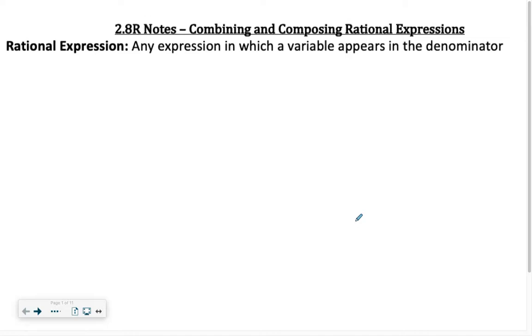So first, just our definition of a rational expression. It's just any expression in which a variable appears in the denominator. So something like 2 over x minus 3, we have a variable in the denominator.